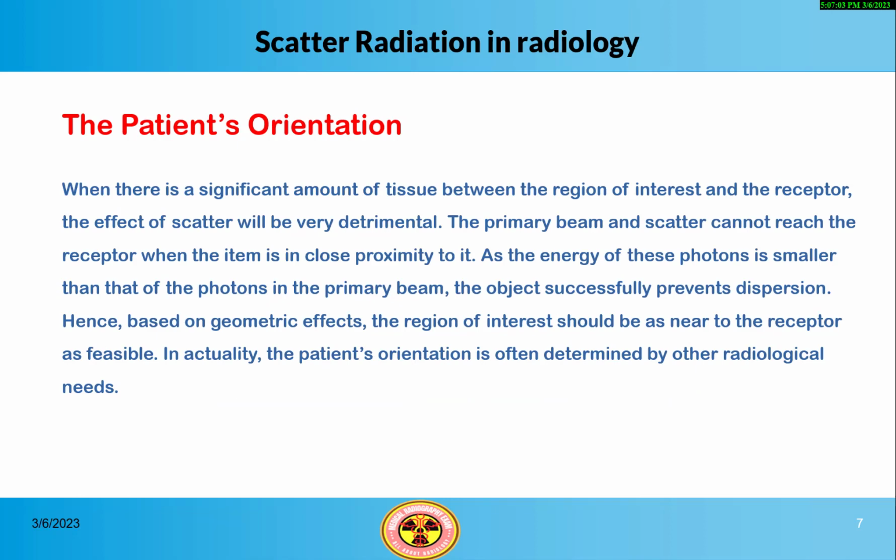The patient's orientation. When there is a significant amount of tissue between the region of interest and the receptor, the effect of scatter will be very detrimental. The primary beam and scatter cannot reach the receptor when the item is in close proximity to it. As the energy of these photons is smaller than that of the photons in the primary beam, the object successfully prevents dispersion. Hence, based on geometric effects, the region of interest should be as near to the receptor as feasible. In actuality, the patient's orientation is often determined by other radiological needs.